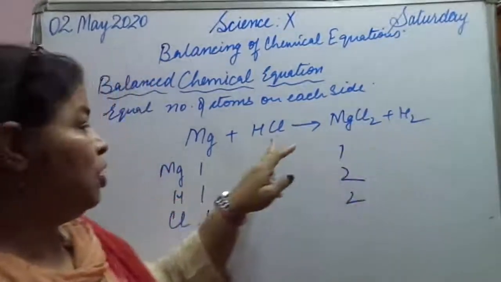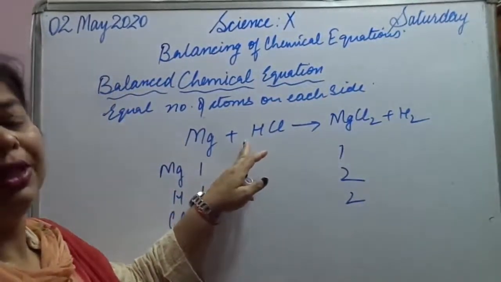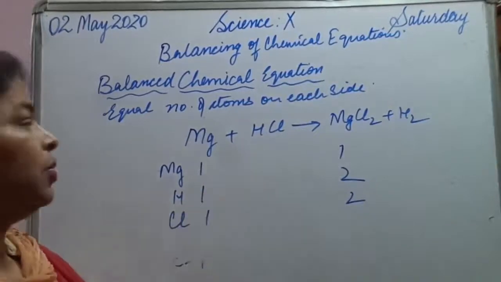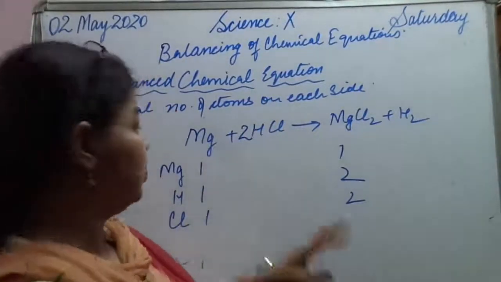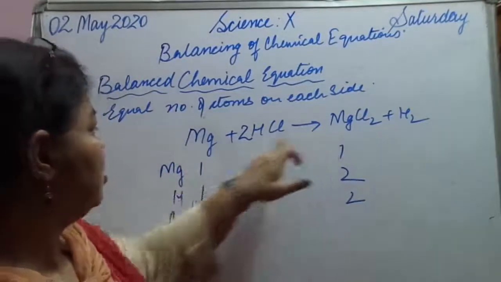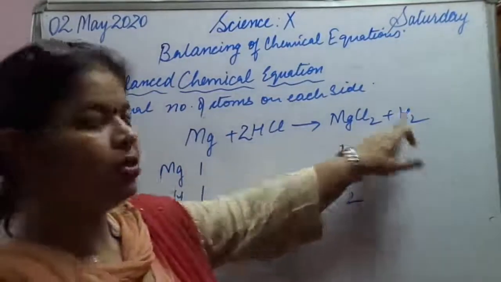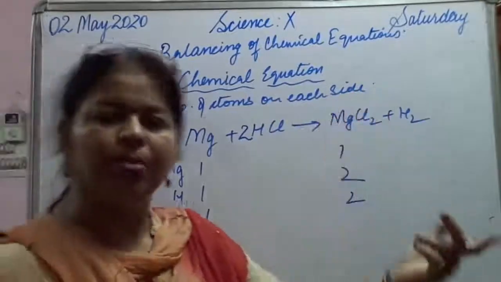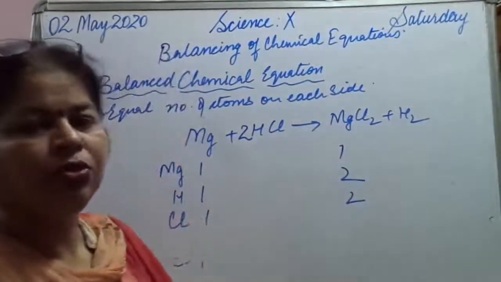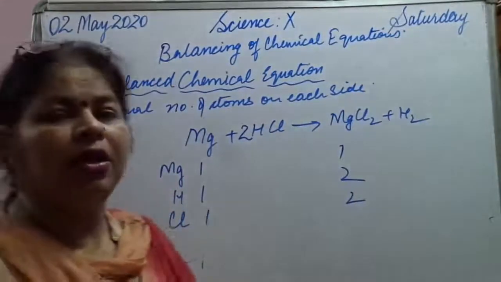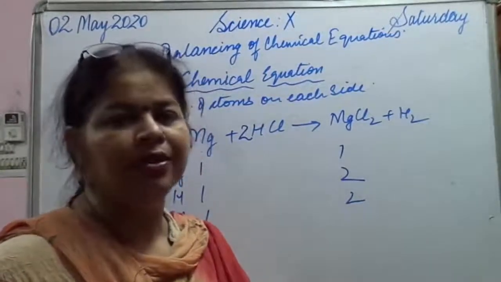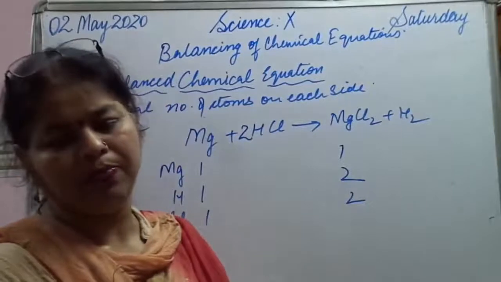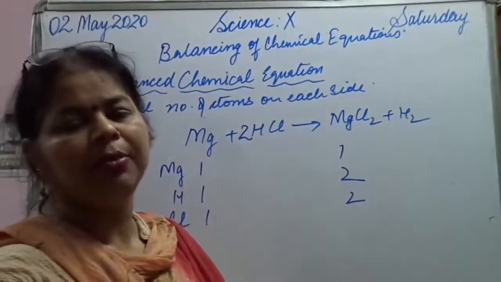So if I write here 2, then it will be balanced. Okay, so I am writing here 2. So we have to balance hydrogen first. Now just see, Mg 1, 2H, 2H, 2Cl, balanced. So we have to balance the number of atoms of the elements on both sides and make them the same in number. So this is how we balance the chemical equation.